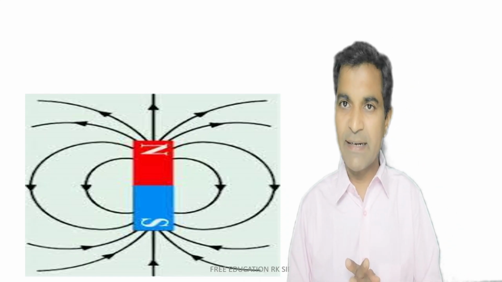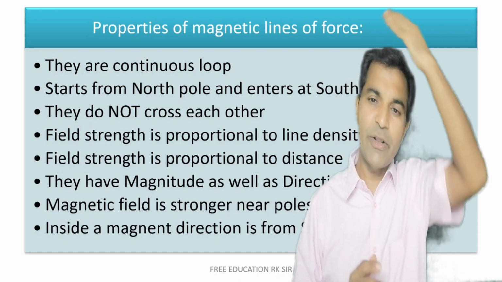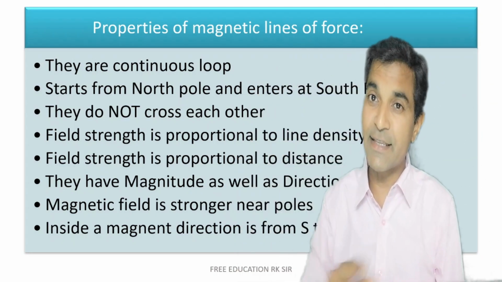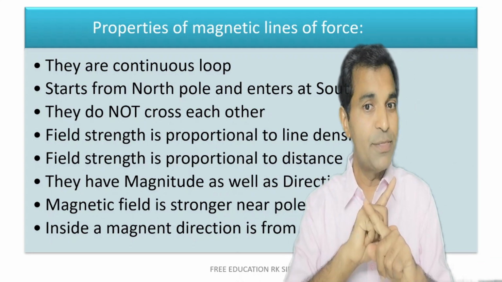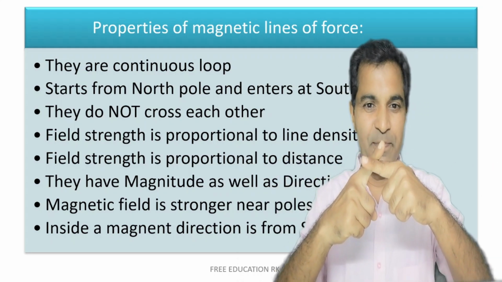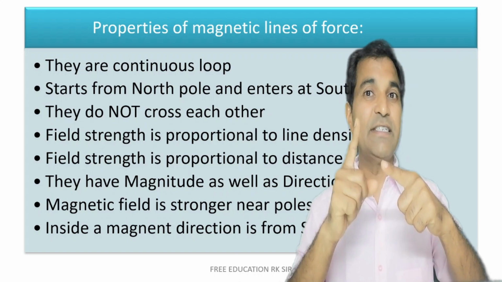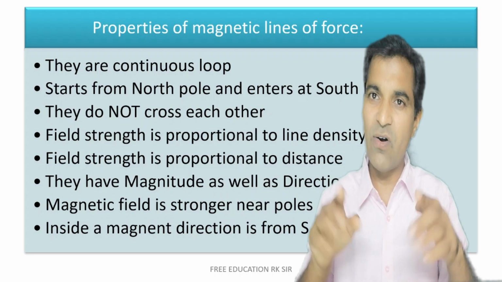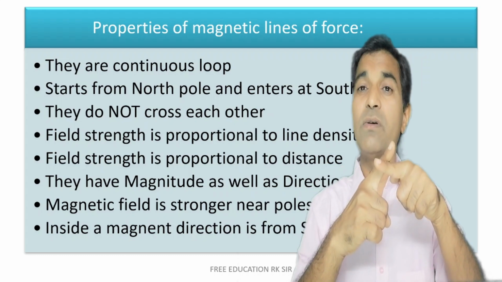What are the properties of magnetic lines of force? They are continuous loops. They start from the north pole and enter at the south pole. They do not cross each other. They never cross each other. You will have to mark this in your mind: magnetic lines of force never cross each other.